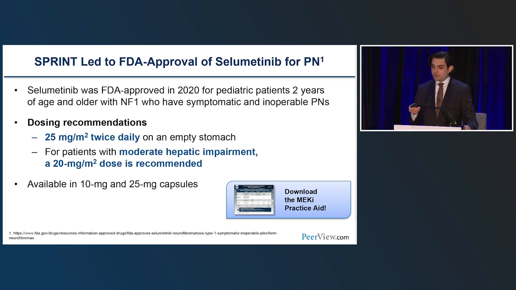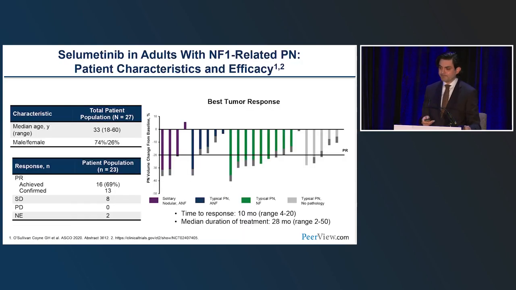Okay, so in 2020 it was approved by the FDA in kids over 2, easy to get. This is the recommended dose, 25 milligrams per meter squared twice daily, typically on an empty stomach is preferred. There's a dose reduction for kids with hepatic impairment.